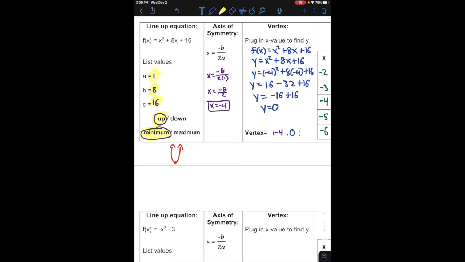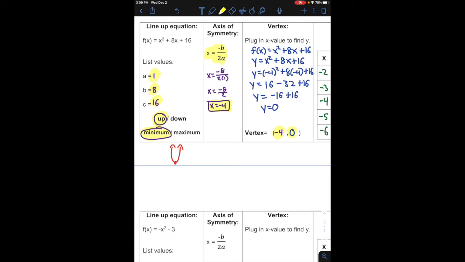The next step is finding the axis of symmetry using our formula here, negative b over 2a, in which we would end up with x is negative 4. Since the axis of symmetry passes through the vertex, we are then going to use it to find that ordered pair. The x value of the vertex is the same as the axis of symmetry, which is negative 4. And we're going to plug negative 4 into our function to find the y value, which happens to be 0.